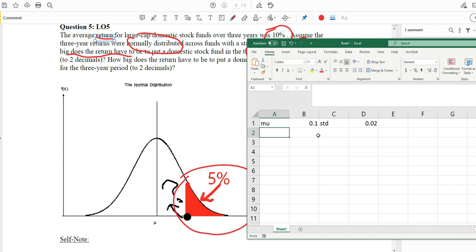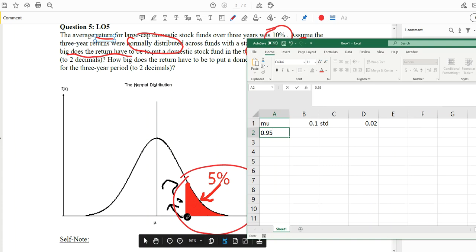We're never able to calculate x larger than a value. We can only calculate lower than a value. So therefore, the percentage 5% has to be converted to a lower 95%, a lower value. So 1 minus 5%, you should get 0.95. So this is the probability we use to help us figure out this black dot.